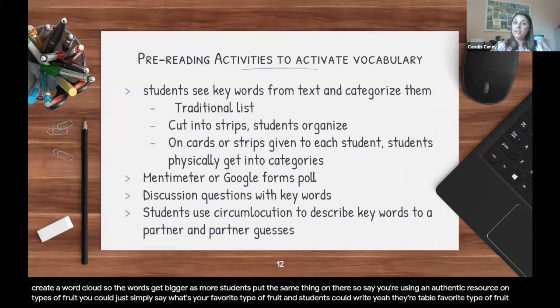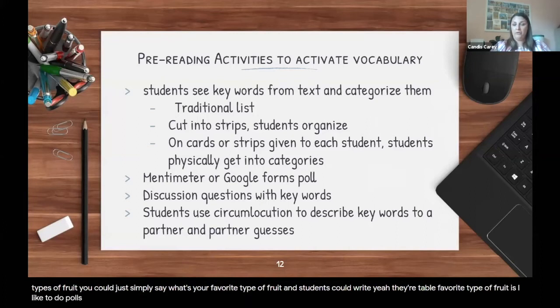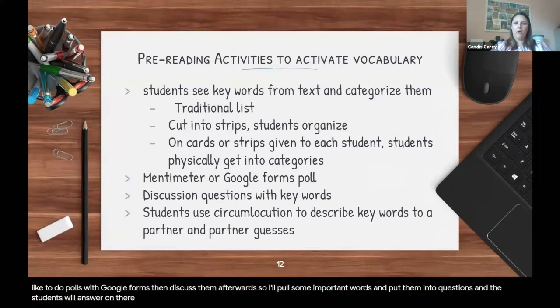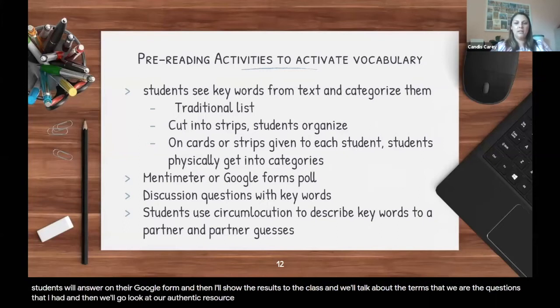Google Forms also, I like to do polls with Google Forms and then discuss them afterwards. So I'll pull some important words and put them into questions, and the students will answer on their Google form, and then I'll show the results to the class, and we'll talk about the terms or the questions that I had, and then we'll go and look at our authentic resource.